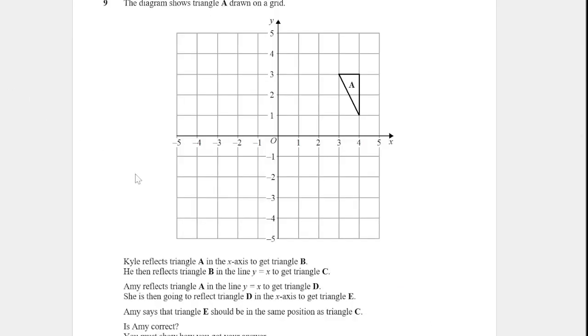Okay, Carl reflects triangle A in the x-axis to form triangle B. He then reflects triangle B in the line y equals x to get triangle C. Amy reflects triangle A in the line y equals x to get triangle D. She is then going to reflect triangle D in the x-axis to get triangle E. Amy says that E should be in the same position as C. Is Amy correct? You must show how you got your answer.